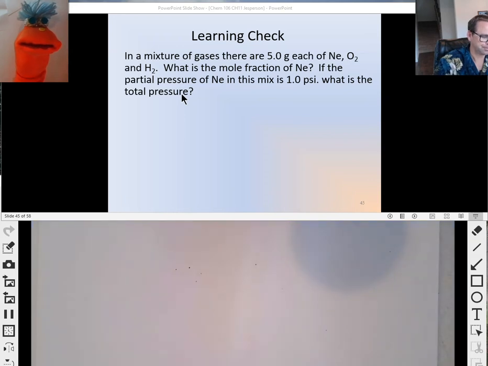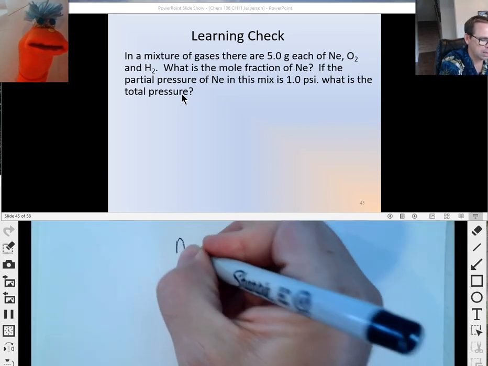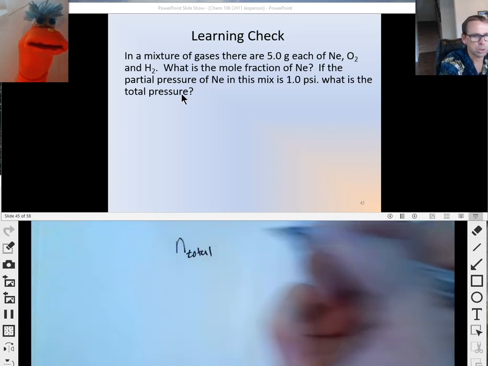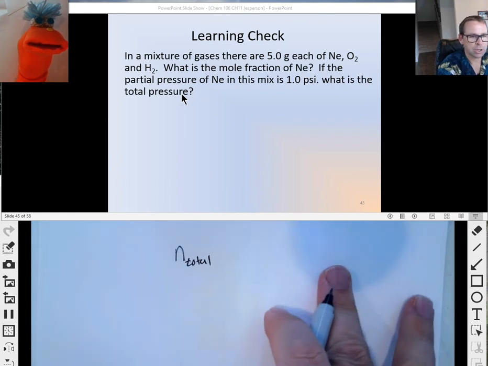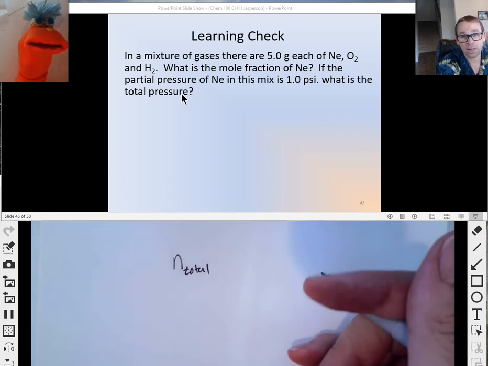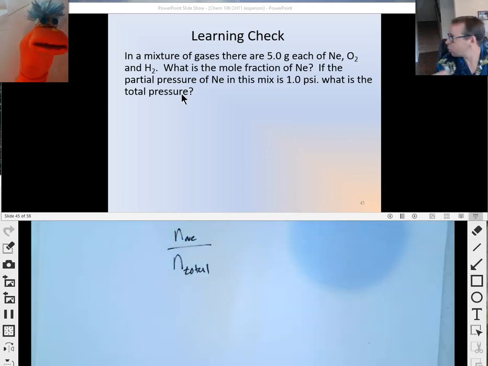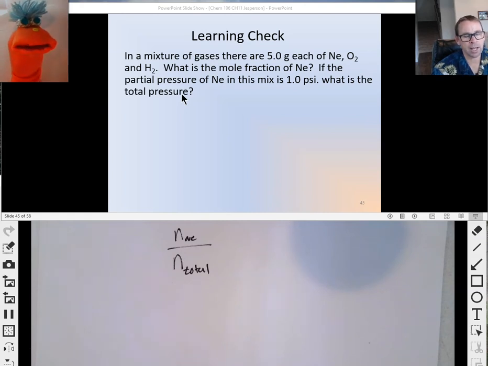Mole fraction. To get the mole fraction, I just need to know the total moles, N total. And I need to know what fraction is my neon, because that's what I'm after. So I want to know the moles of neon over the total moles. And I can find the total moles by looking at how many moles of neon, how many moles of oxygen, and how many moles of hydrogen I have.